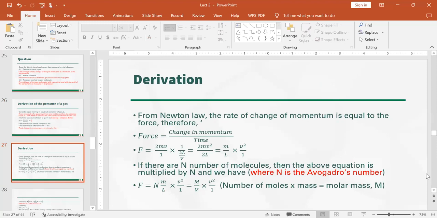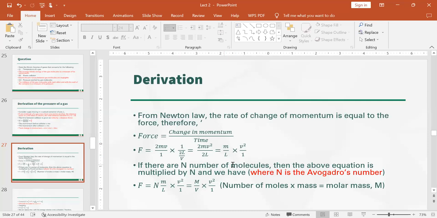Now, from Newton's law, the rate of change of momentum is equal to what? Applied force. So we can say that force is equal to change in momentum over time. When we talk about the rate of change of momentum, we are looking at change in momentum divided by time. Recall that we defined velocity as distance over time, which means time is equal to distance over velocity. So when we take the change in momentum, which is 2 times mass times velocity, divided by the time, that is the distance over velocity, and we simplify it, we will have m over the distance times velocity squared.